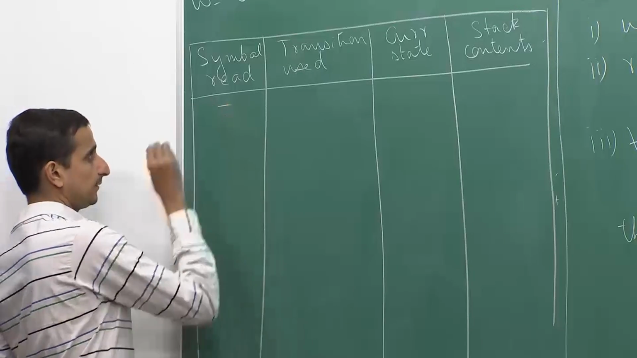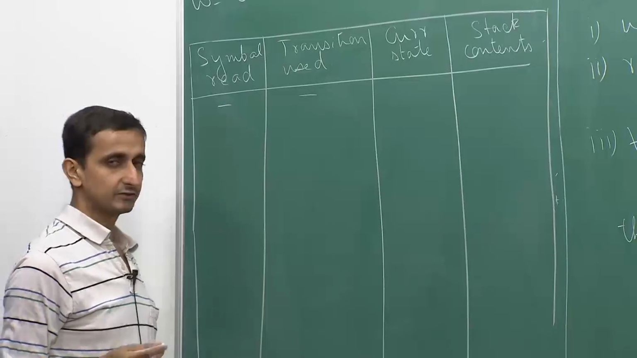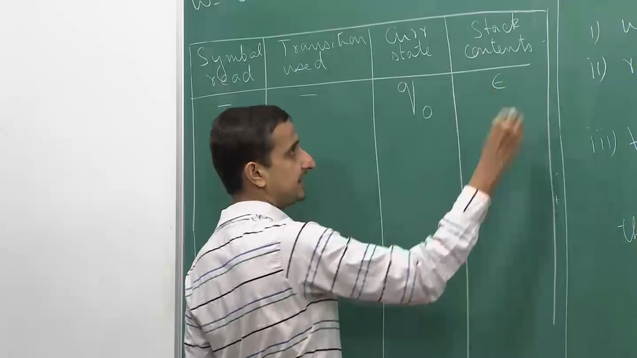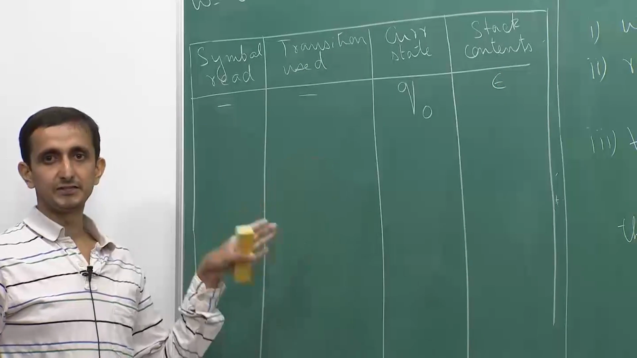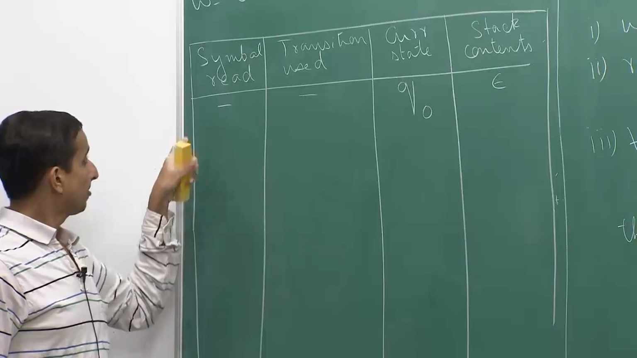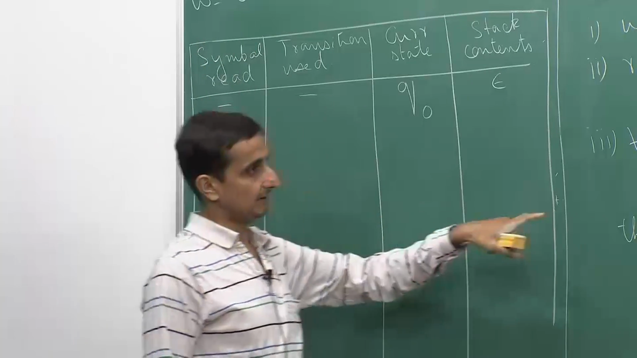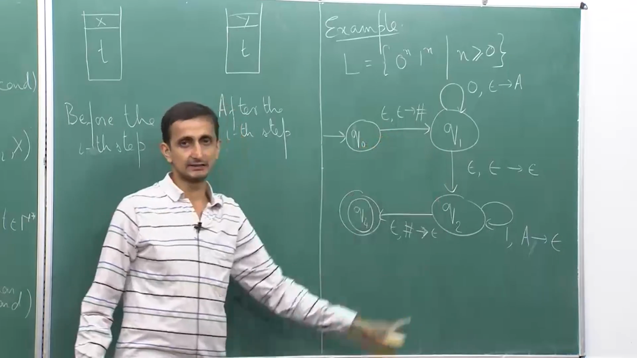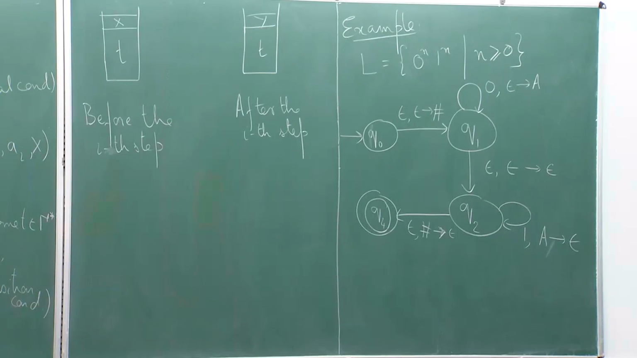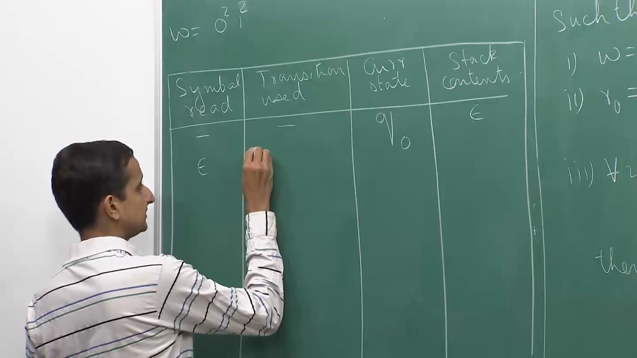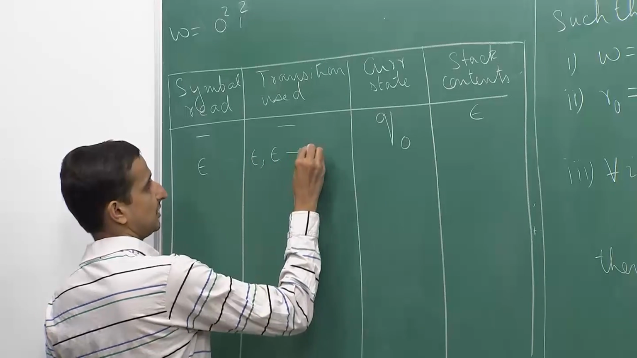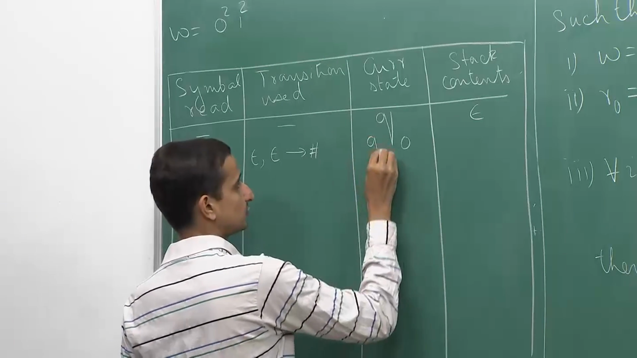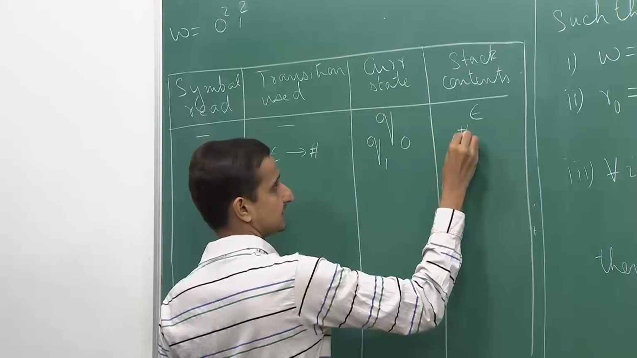Initially, at the beginning, we do not have anything. The automaton is at the state Q0, and the stack has nothing on it, so it is empty. This is the initial condition. Now, which symbol will it read? First, it has to go from Q0 to Q1. It reads nothing, so it reads the symbol epsilon, and it uses the transition epsilon comma epsilon to hash. It pushes hash onto the stack and goes to state Q1. Now the stack has hash on top.